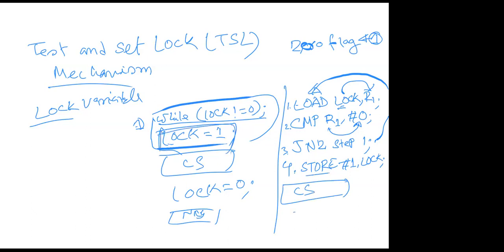Then in the exit section, what do you need to do? The exit section is the fifth line. Store number 0, making the lock value 0. So lock will be 0 after executing the critical section.